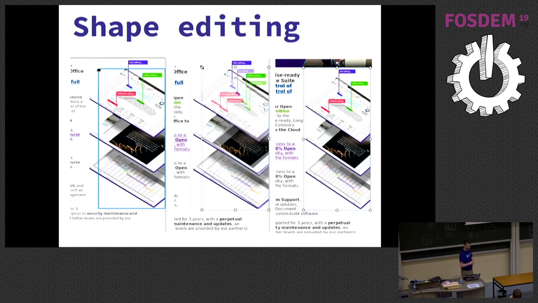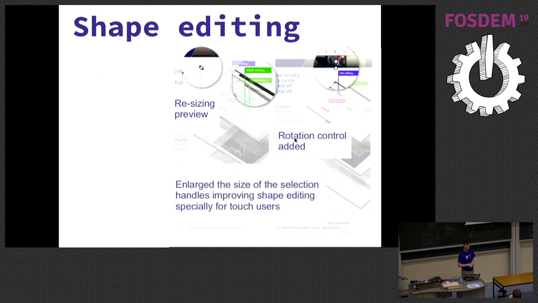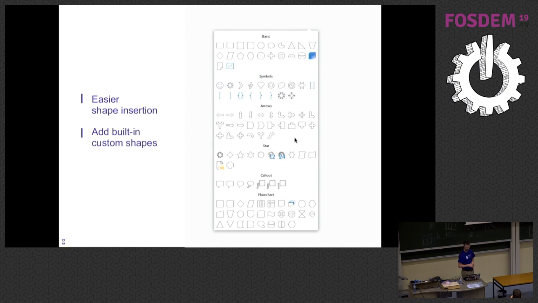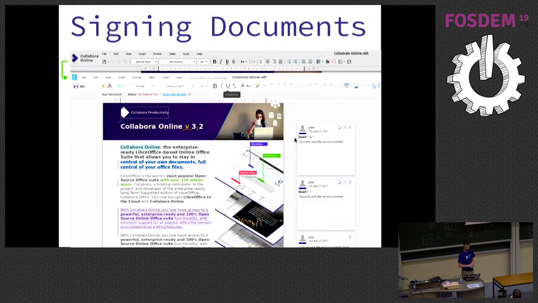Another nice thing is making shape editing interactive. So when you select something, it's nice if you have a preview that moves with it rather than just a surround. Previously we had a rectangular box, and now we have prettier handles, rotation handles, and previews, so you can see that as it happens. Shape insertion, custom shapes, signing documents.